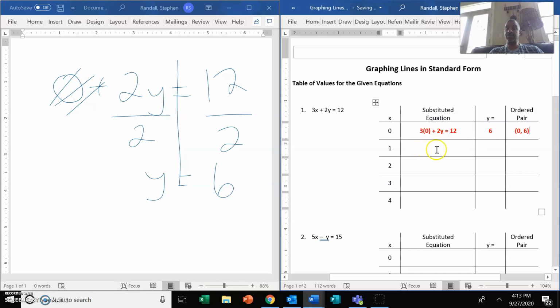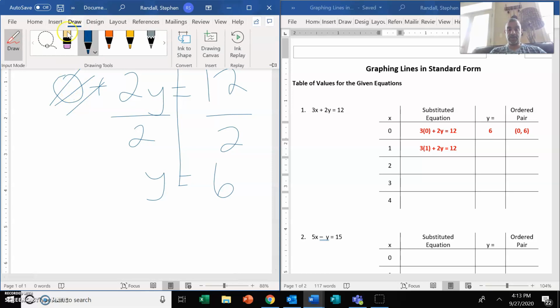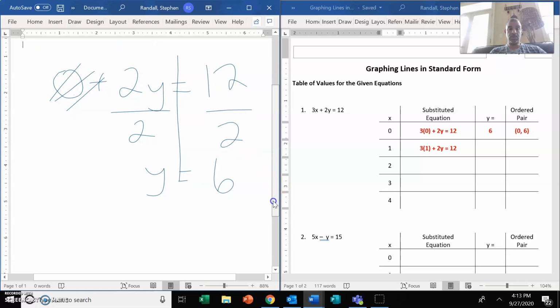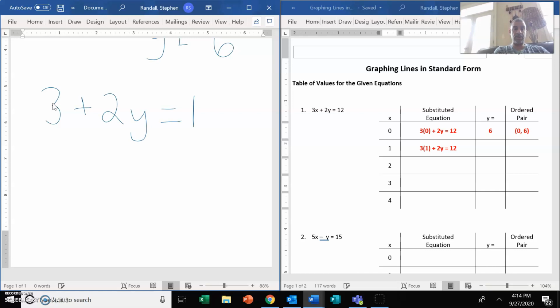Okay, and now we're going to do the same thing over. But this time, x is going to be 1. So we're going to go 3 times 1 plus 2 times y equals 12. And we have to again solve for y. So now I'm going to scroll down and solve the second equation. 3 times 1 is 3 plus 2 times y equals 12.